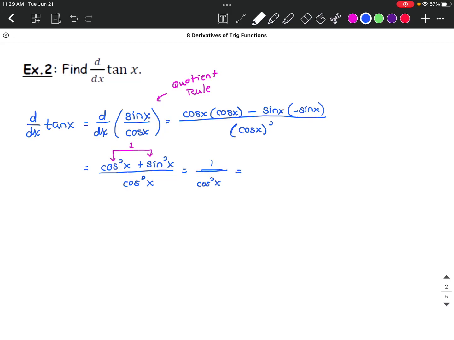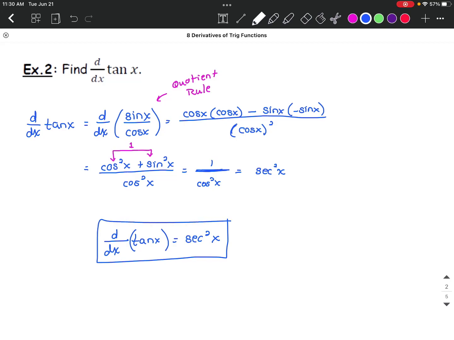But that's another identity. 1 over cosine is secant x, which means 1 over cosine squared x is secant squared x. So you have just analytically proven that the derivative with respect to x of tan x is secant squared x. Look at that, you derived the derivative. Let's try another one.